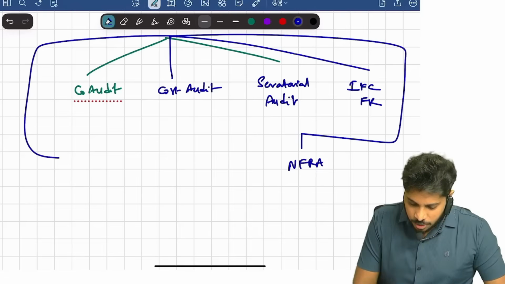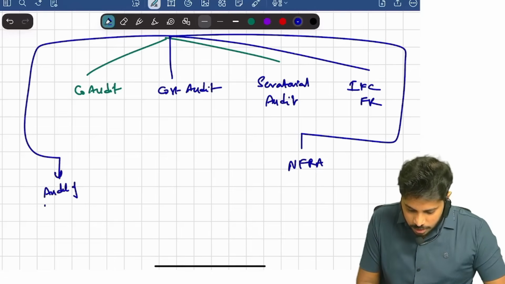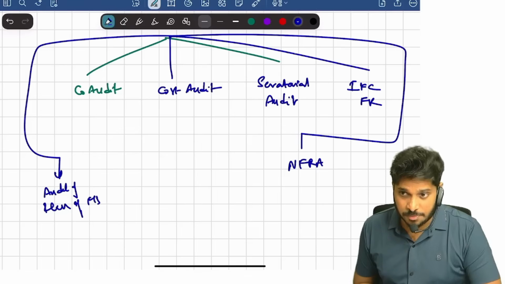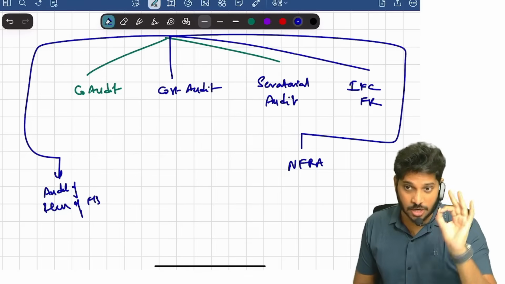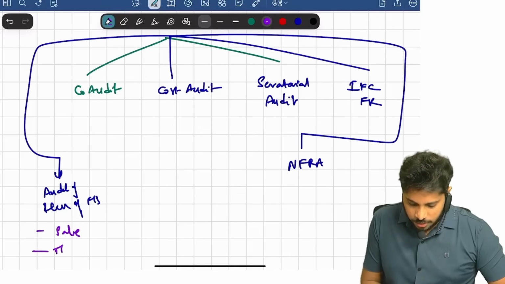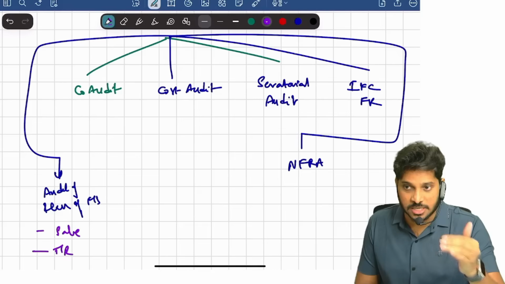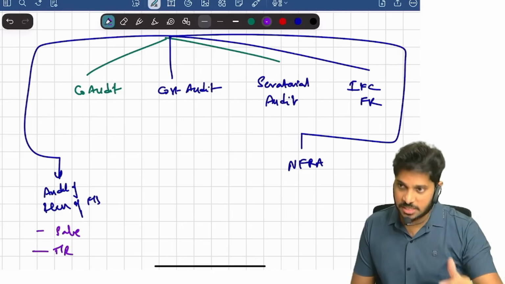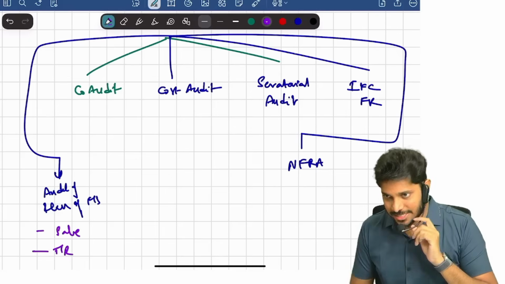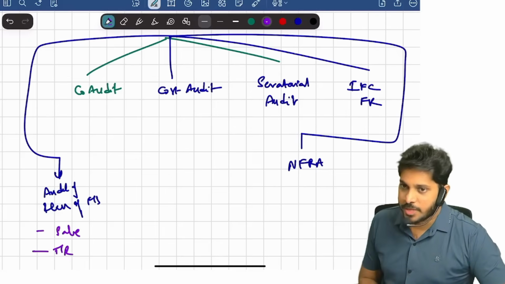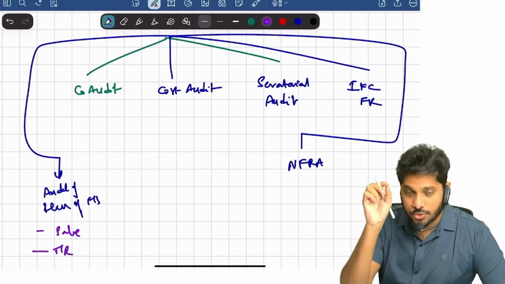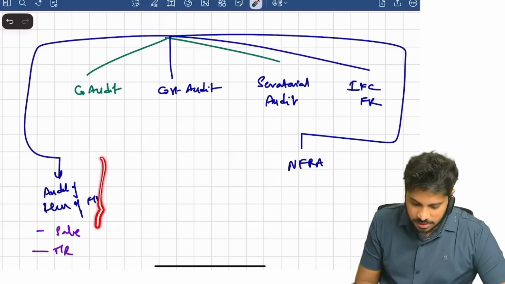In the same chapter, we also have audit of items of financial statements. Here you will have how to do verification of sales, trade receivables, trade payables, cash, inventory, fixed assets, depreciation expense, employee benefit expense, and purchases. Suppose you all know Schedule 3, right? In Schedule 3 there are many items, P&L and balance sheet. Within P&L there are many line items. How to audit each line item is covered in this particular section.